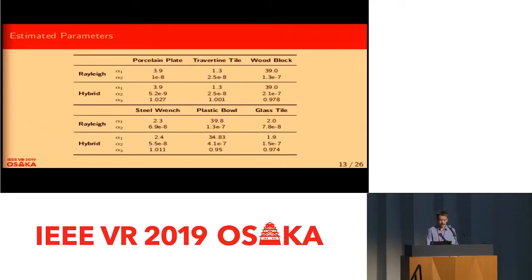Here are some examples of parameters estimated using our method for two different damping models, the traditional Rayleigh damping model and our extended hybrid damping model. In this table, in general, larger values imply a higher rate of damping, which means the sound decays faster. So we would expect that between a steel wrench and a plastic bowl, the plastic bowl should have larger values. And we can see that is the case with our estimated parameters. And we can observe a similar pattern among our hybrid damping parameters.